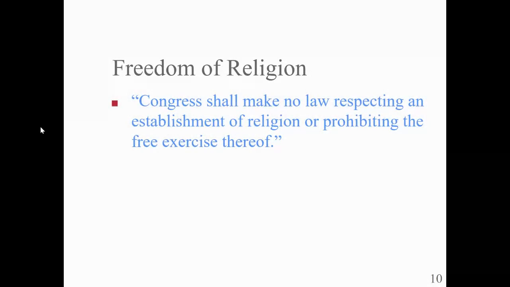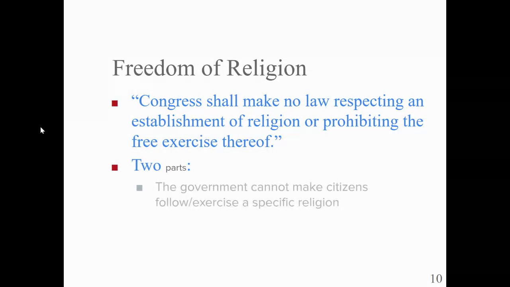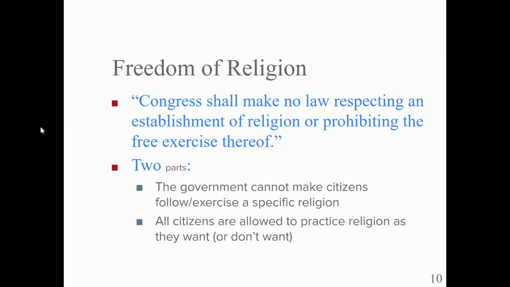All right, so we have the freedom of religion. It says Congress shall make no law respecting an establishment of religion or prohibiting the free exercise thereof. There are two parts mentioned in that. The government cannot make the citizens follow a specific religion. And that also means that all citizens are allowed to practice whatever religion they want to, or no religion at all if they don't want to.